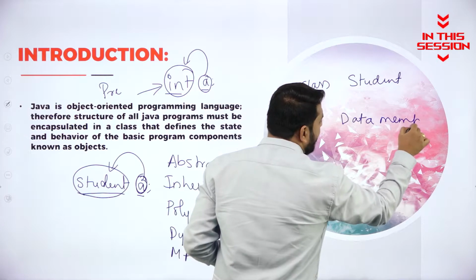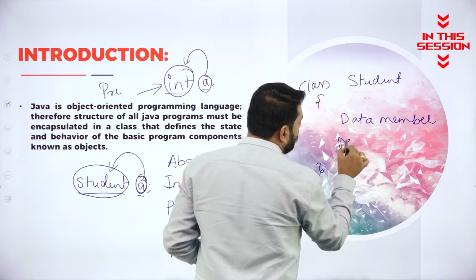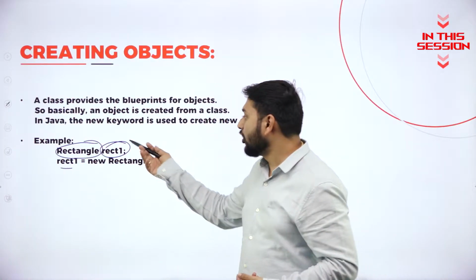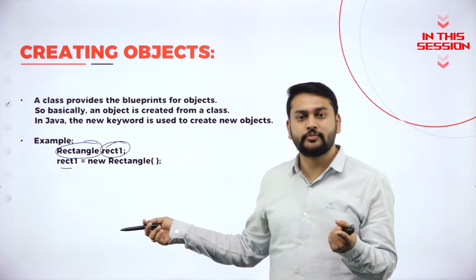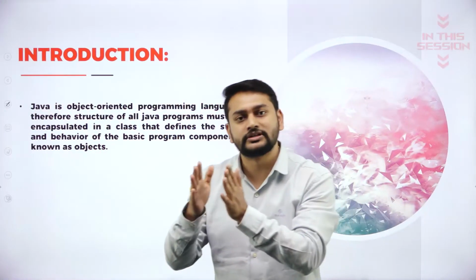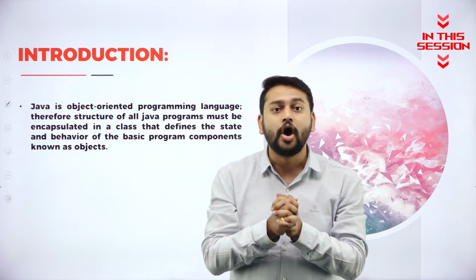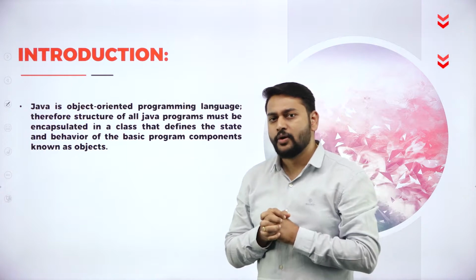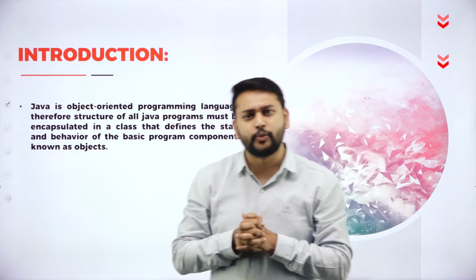The first one that I have is data member. Another one that I have is member function. I have rect1, which I have already created. So for that, I need to allocate the memory, right? I need to initiate. Another one is that the last one that we have is object-oriented programming. What exactly is this object-oriented programming?